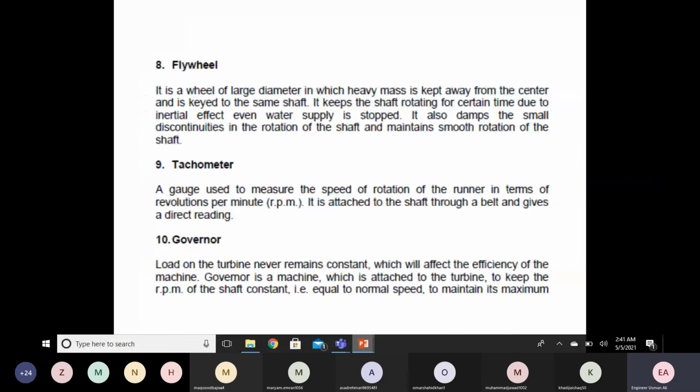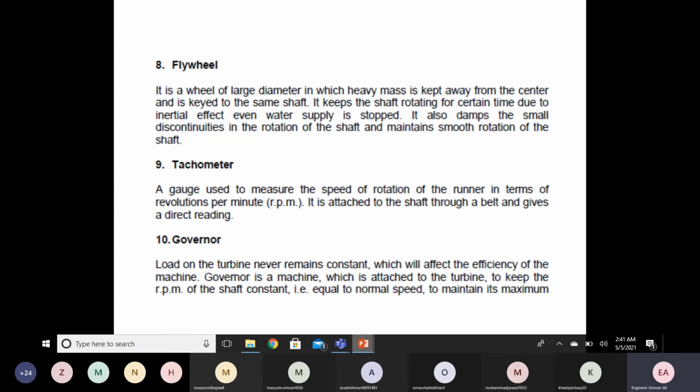Next is the tachometer. It is the gauge used to measure the speed of the rotation of the runner in terms of revolution per minute. It is attached to the shaft through the belt and gives the direct reading. So a belt comes with 2 pulleys. We attach this tachometer with the shaft through the belt, and it gives you the direct RPM of the shaft. Through this tachometer we can measure it.